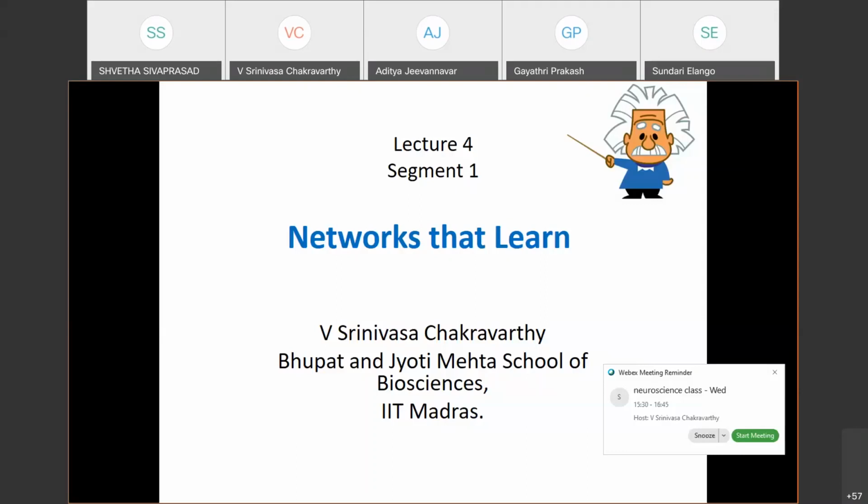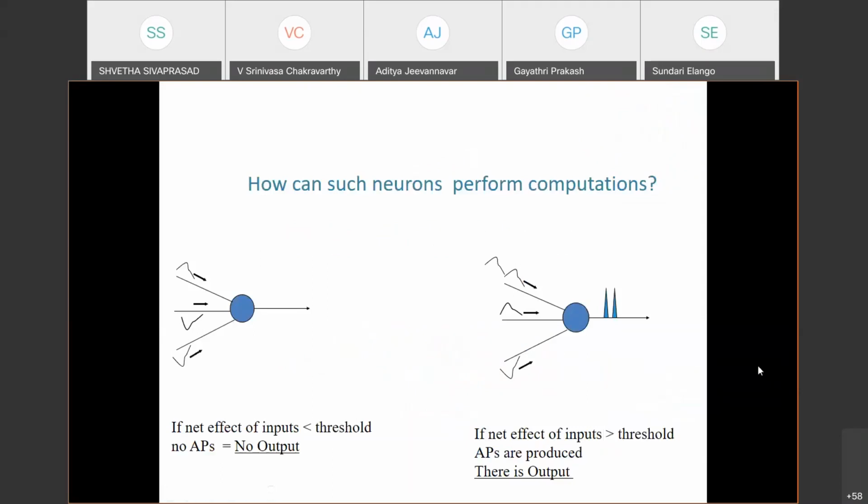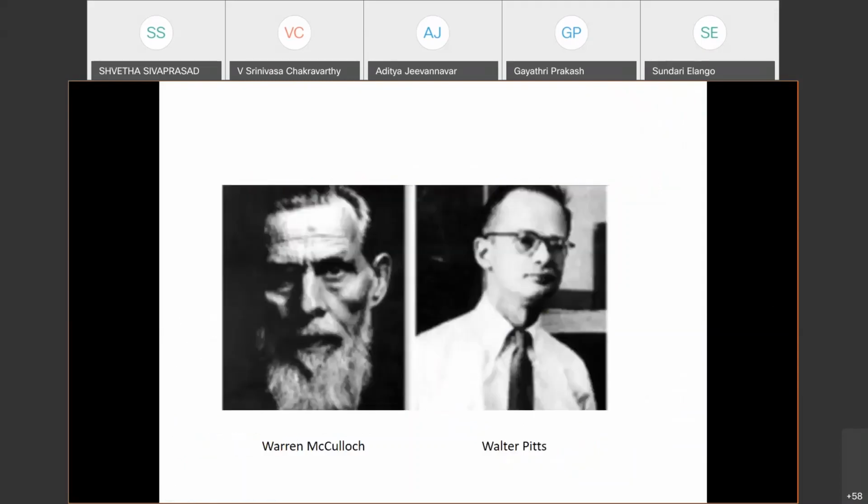Then the whole cycle continues because these action potentials are then communicated to other neurons and so on and so forth. So this kind of a neuron, a biological neuron, which is what we have arrived at until now, can be described mathematically using some very simple equations. And that's what these two guys have done way back in the early 1940s at the University of Chicago. Warren McCulloch was a physiologist, and Walter Pitts was a mathematician, his postdoc.